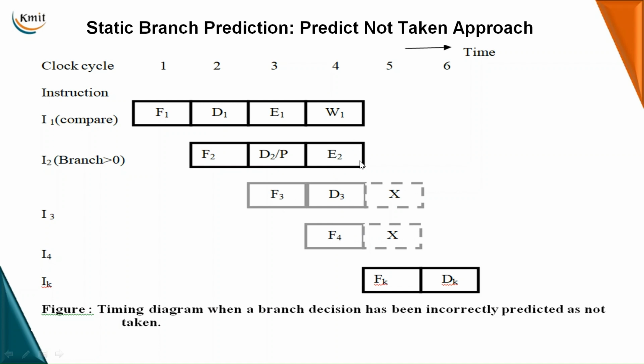By the time this branch instruction is executed, say for example the target instruction is the next instruction that has to be executed in the pipeline. In that case, our prediction is wrong. We predicted not taken, but the branch is taken. So we have to remove the partially executed instructions I3 and I4 from the pipeline, and fetch the target instruction and execute it in the pipeline, Fk and Dk. Here is a timing diagram for when the branch decision has been incorrectly predicted as not taken.